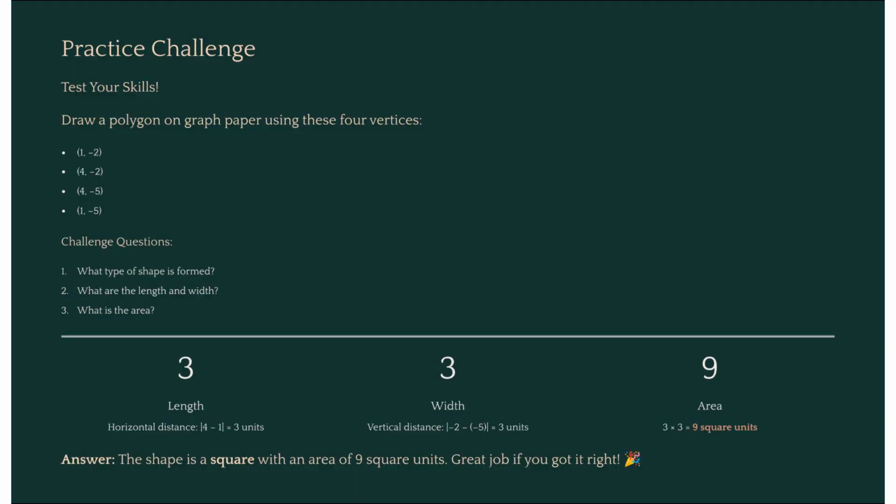Here's a quick final challenge for you. Draw a shape on your own paper with vertices at (1, -2), (4, -2), (4, -5), and (1, -5). Find the length and the width, and then calculate the area. You should find the length is 3 and the width is 3. That means the area is 9 square units.